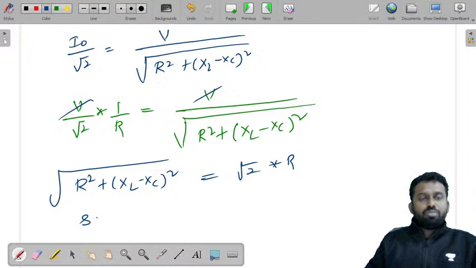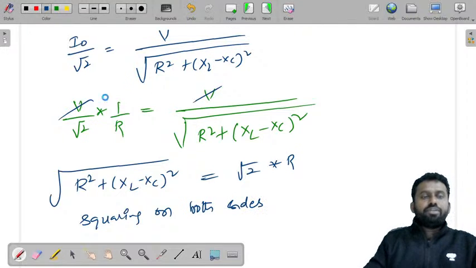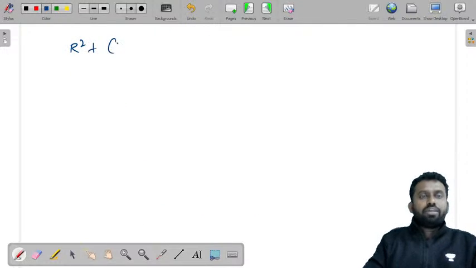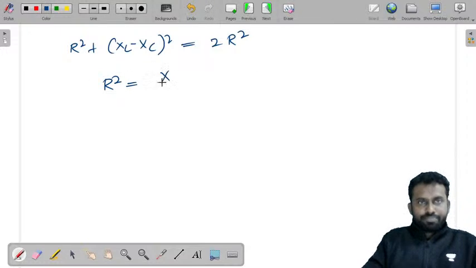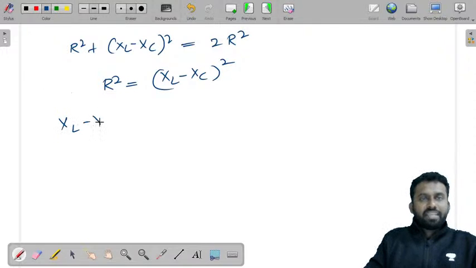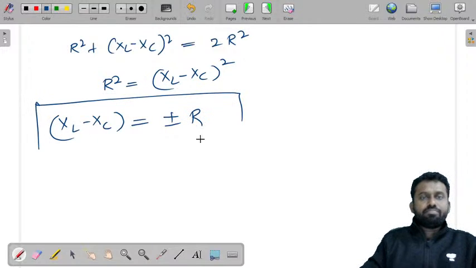So squaring on both sides, just squaring on both sides, what do you get? R square plus (XL minus XC) whole square is equal to 2R square. So take this R square to the other side. So you can write R square is equal to (XL minus XC) whole square, or XL minus XC is equal to plus or minus R.